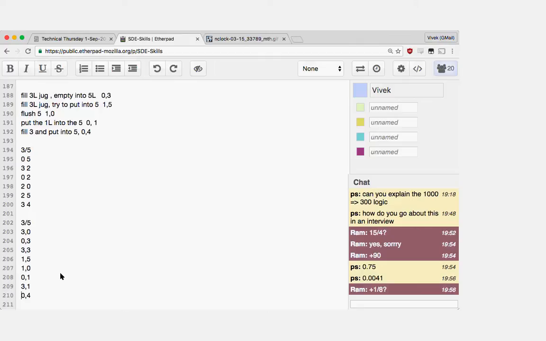better in terms of total number of transfers. 1, 2, 3, 4, 5, 6. 8 transfers. So 5, 3 is better? Yeah, start with the 5 and pour, it actually is better, I think. Okay, in terms of just the number of transfers.